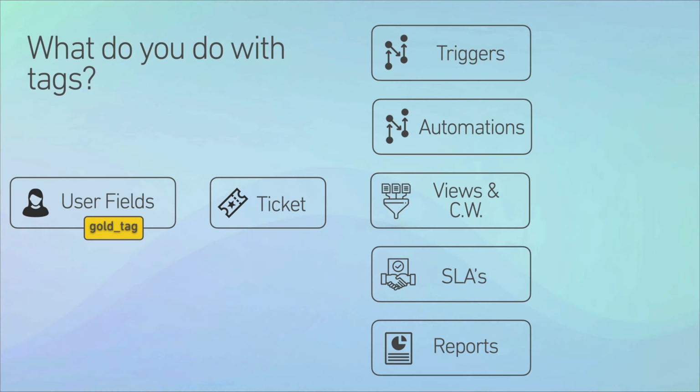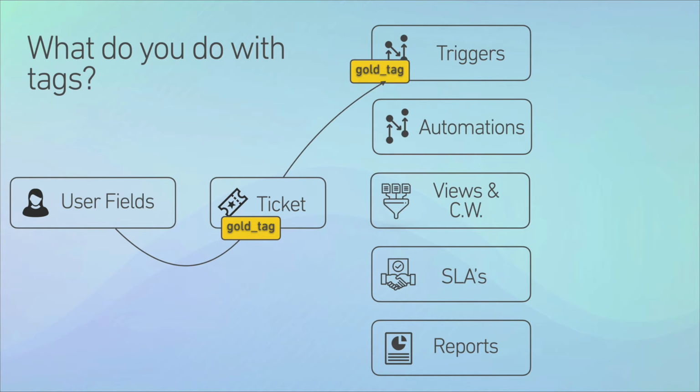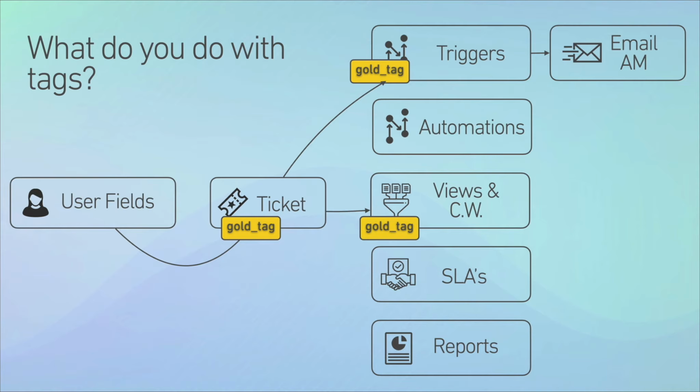For example, you may have a user who has their membership level set to gold on their user profile in a drop-down field, so that when they submit a ticket, a trigger fires based on it being created with the gold tag, and then sends an email notifying their account manager that it's been received. When the account manager logs into Zendesk, they could also have a view or contextual workspace based on that gold level tag.